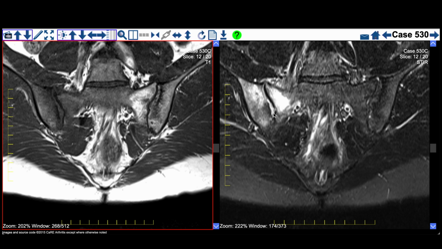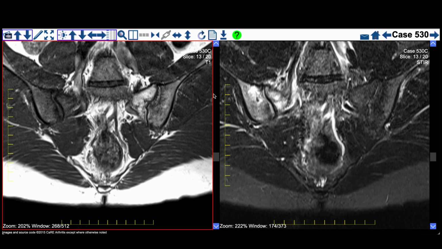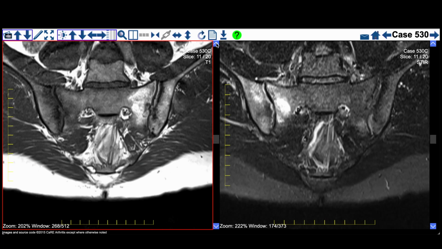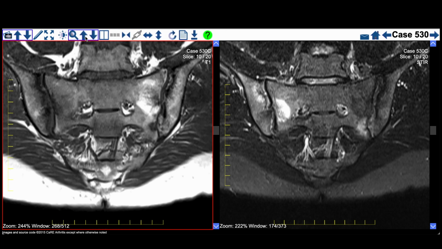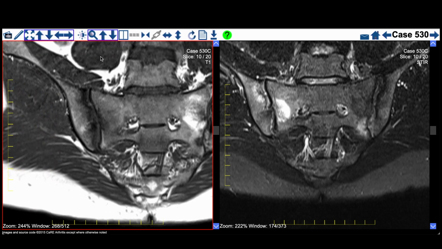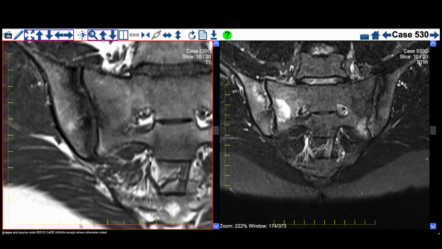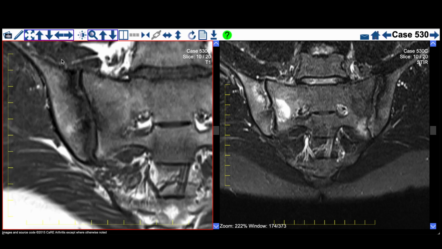We also see very bright signal in the joint space with some widening of the joint space, and this patient has erosion of the right iliac cortex. And as we go slice by slice, we again see this marked irregularity of the right iliac cortex. In fact, we can look at this in a great deal of detail using DICOM imaging software.